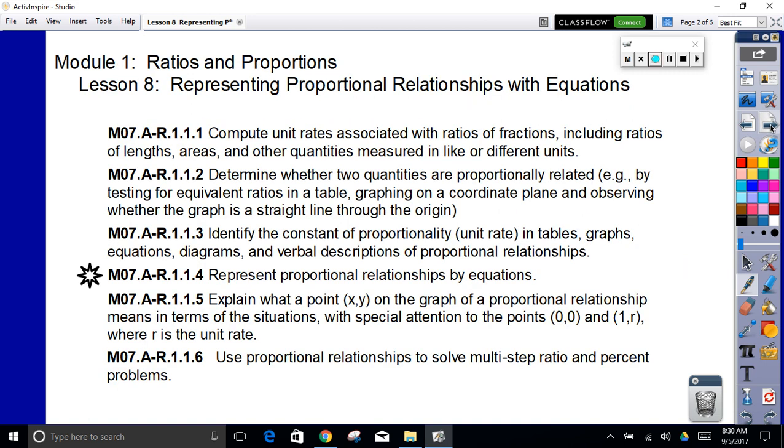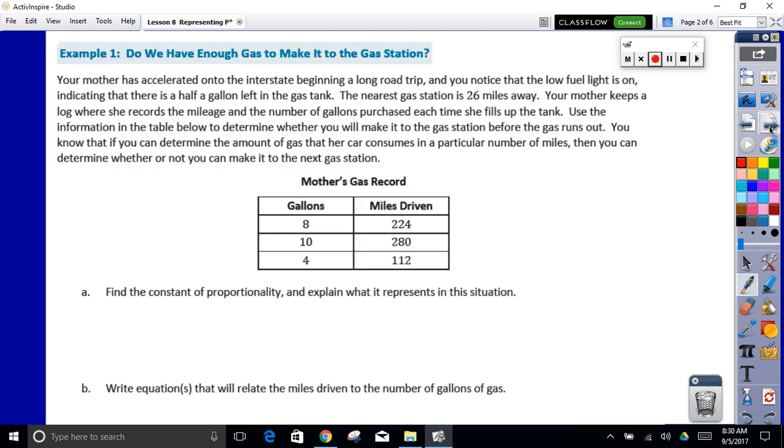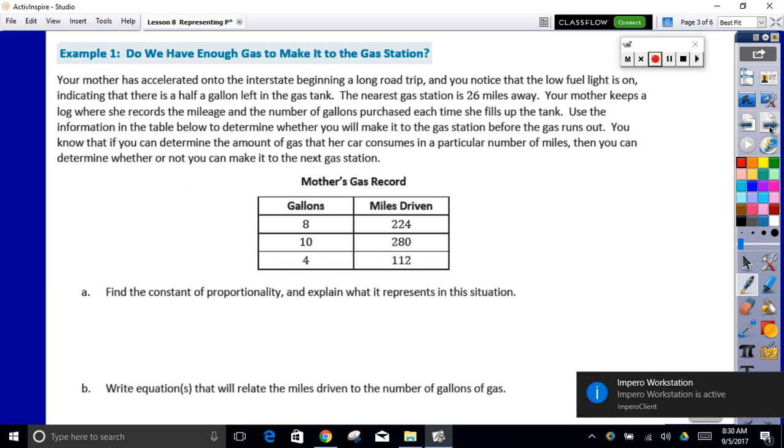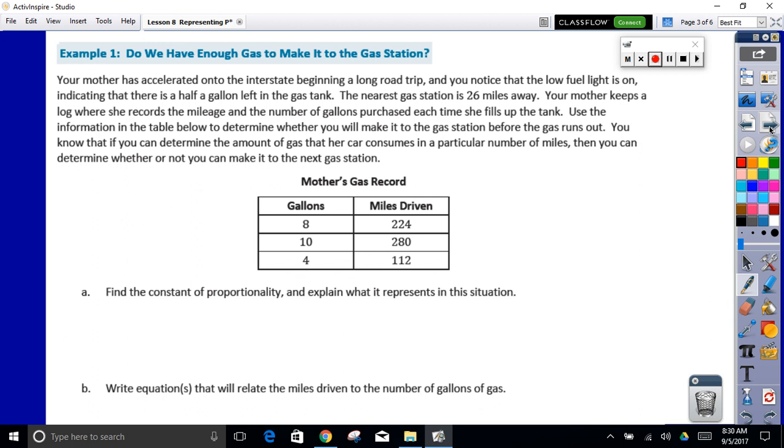So we're on lesson 8. We already looked at this page. We're representing proportional relationships by equations. Let's take a look at example 1. Do we have enough gas to make it to the gas station? Your mother has accelerated onto the interstate, beginning a long road trip. And you notice that the low fuel light is on, indicating that there is half a gallon left in the gas tank. The nearest gas station is 26 miles away.